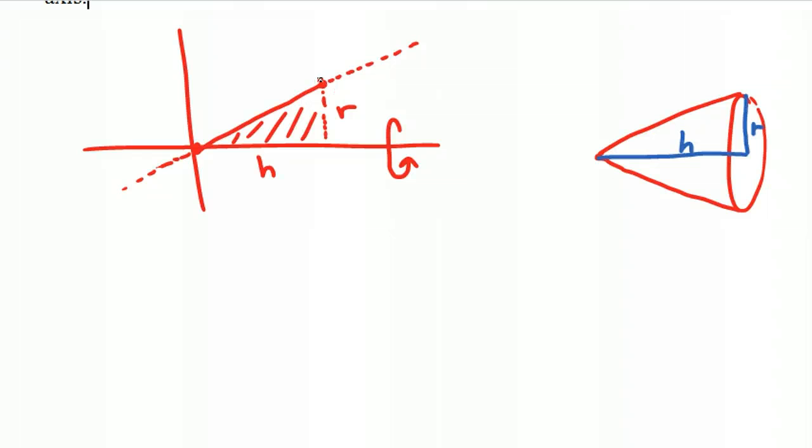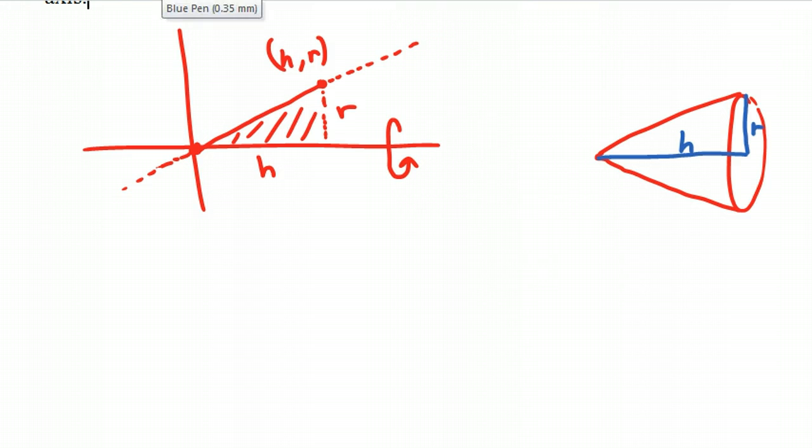So this is the point (h, r) right here. And of course, here's the origin. If we take this region here and revolve it around the x-axis, you see it becomes a cone. I've drawn the cone over here, and the cone has a height of h and a radius of r. So if we can find the volume of this solid of revolution, then we'll have derived the formula for the volume of a cone of radius r and height h.